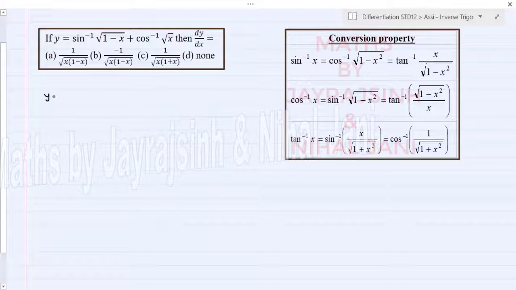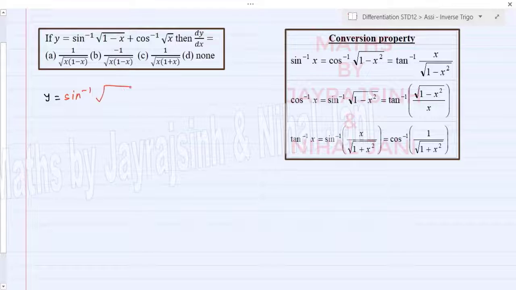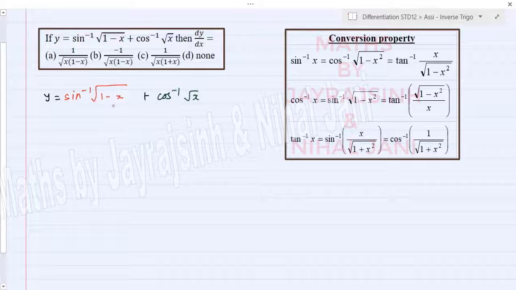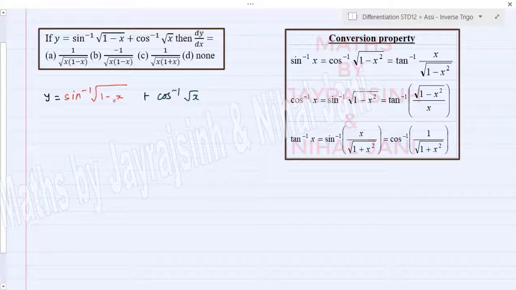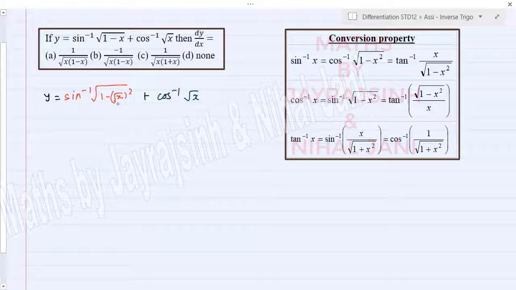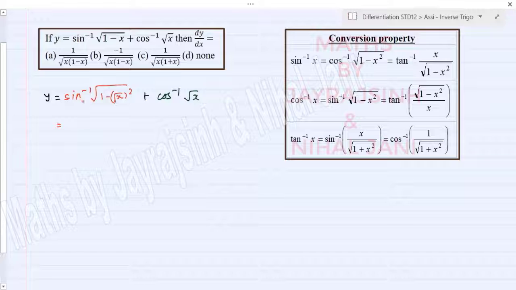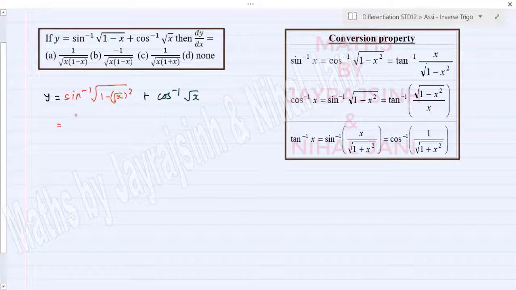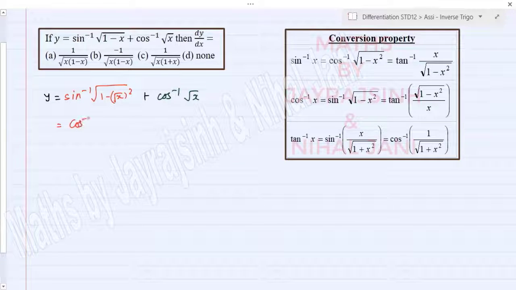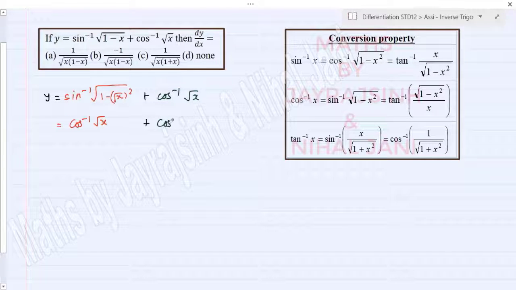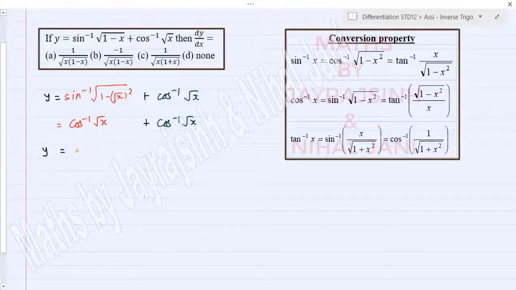Here we have y is equal to sine inverse of under root of 1 minus x plus cos inverse of under root of x, and we have to find dy by dx. For simplification, we can rewrite this x as a square of the root x. So, using the conversion property, we can rewrite sine inverse of under root of 1 minus (root x) the whole square as cos inverse root x, and this cos inverse root x will be as it is. So finally we get y is equal to 2 times cos inverse root x.